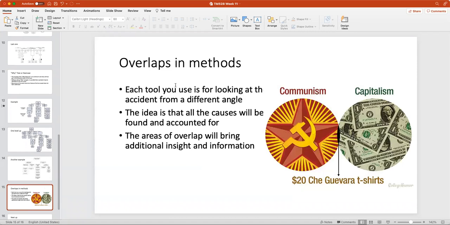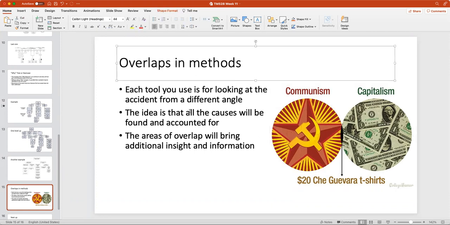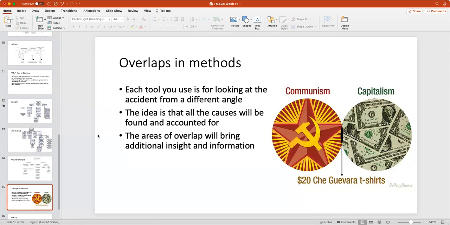So keep in mind, each tool you use is looking at the accident from a different angle. The idea is that all the causes will be found and accounted for as you use different methods. So you'll employ different ones in the same accident to make sure that you're catching all of the particular causes, contributing causes, different factors. So the areas of overlap will bring additional insight and information.